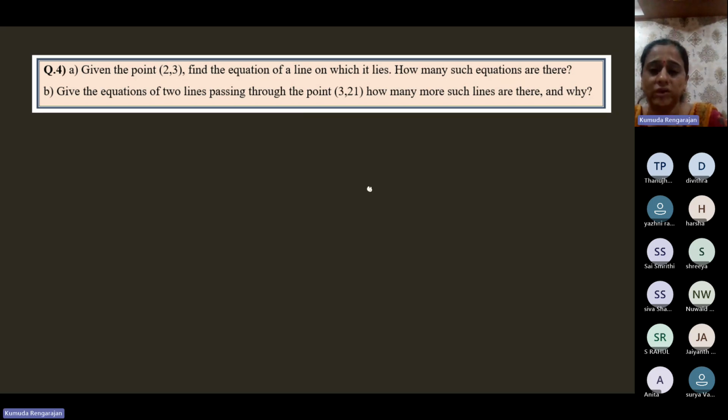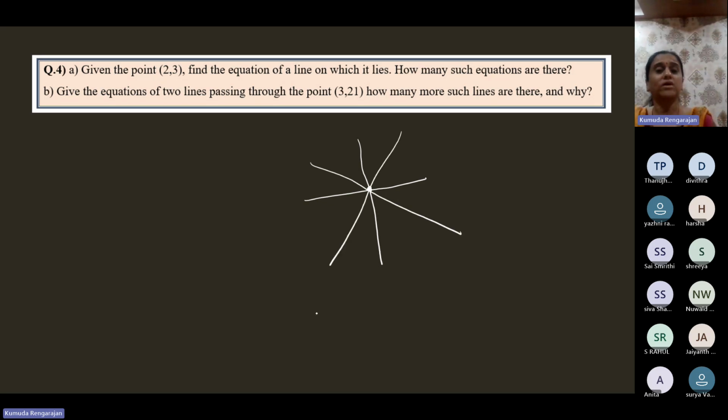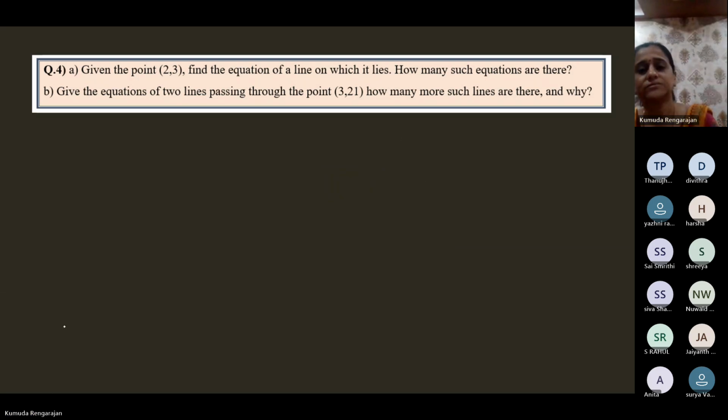When you're given a point, this point can lie on infinitely many lines. It lies on this line, that point lies on this line, it lies on this line, because infinitely many lines can be drawn passing through a given point.